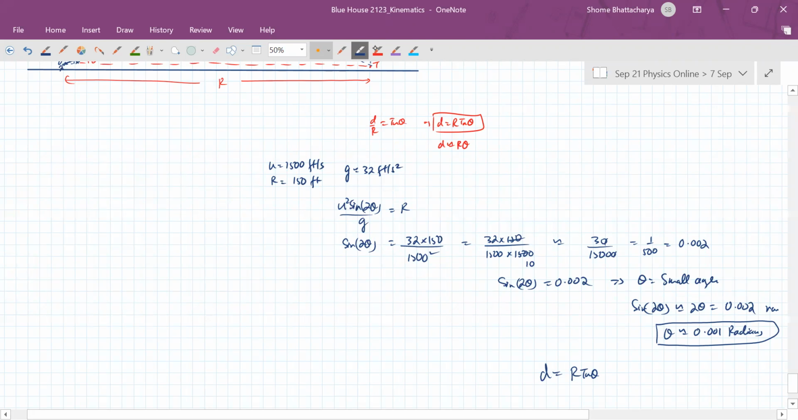If I do not use the small angle approximation, what is the option I have? I have to use a scientific calculator. That also we can do. So here we can do an exact calculation first of all. So sine 2 theta, when we do an exact calculation, now let me do this.